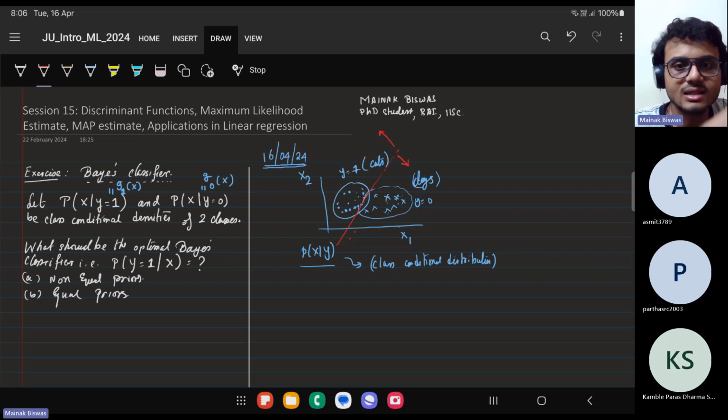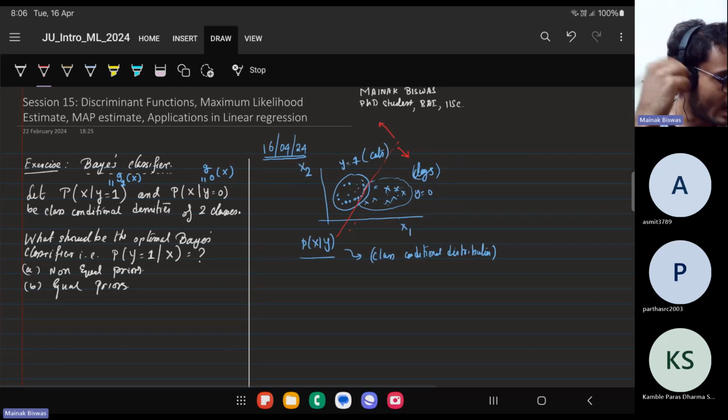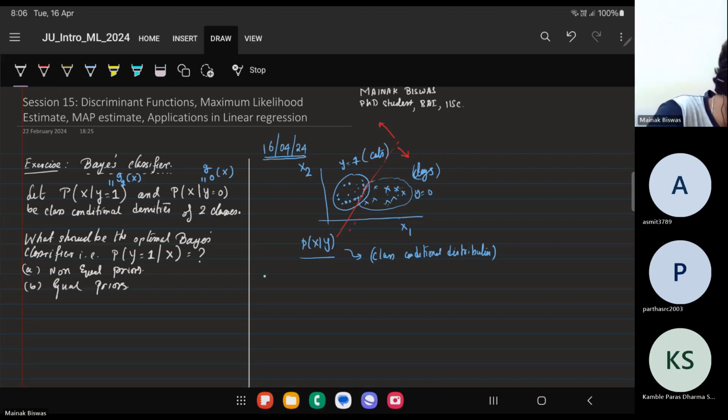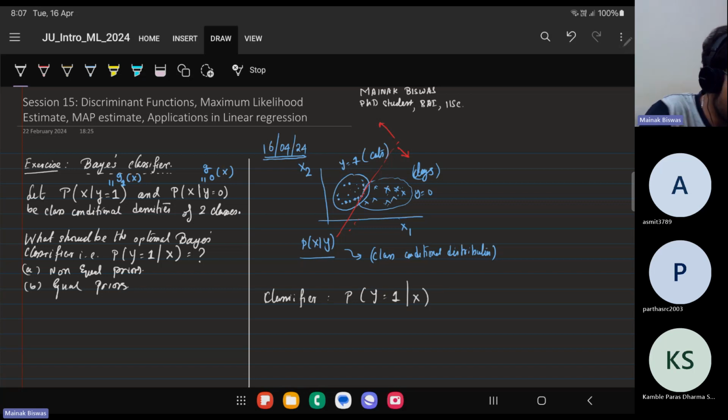Okay, so given the class, say you have two different distributions of data of their features. Now I ask you this question: what is the optimal classifier that you have? What does the classifier mean? Classifier would mean probability of y equal to 1 given x. Let us say we are predicting dogs or cats. So y equal to 1 means cats and y equal to 0 means dogs.